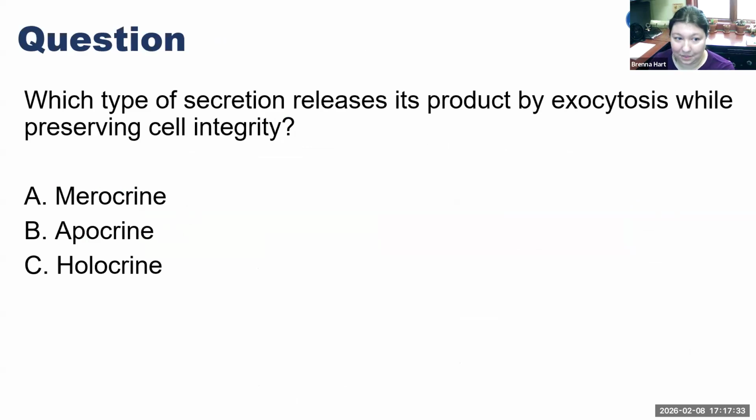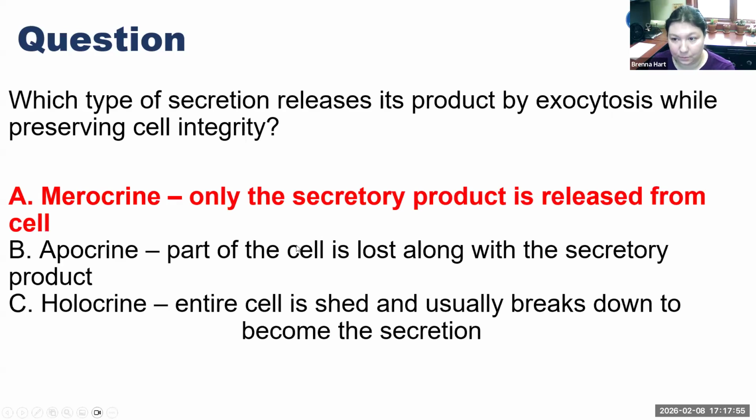All right, so knowing all that, which type of secretion releases its product by exocytosis while preserving cell integrity? Checking on the chat right now. Yeah, y'all are nailing it. So it is merocrine because the cell stays intact. You're not having an apical portion pinched off or the entire cell disintegrating.